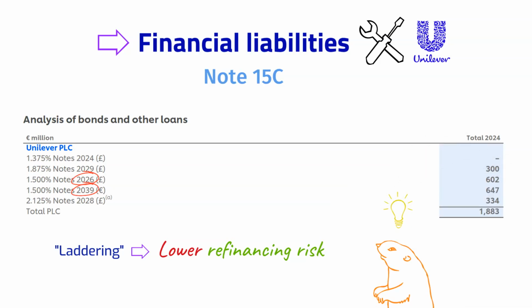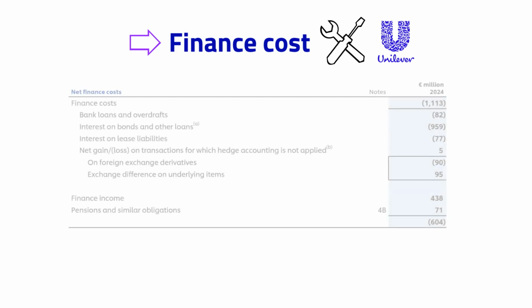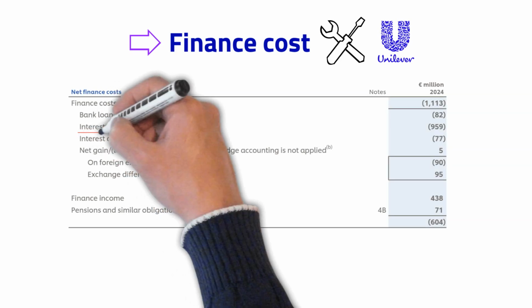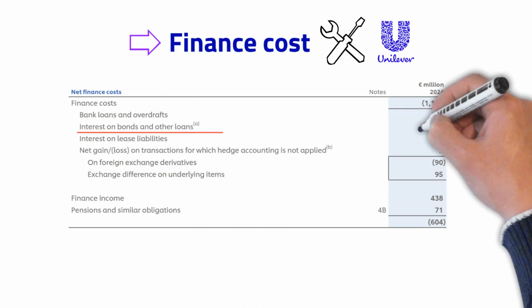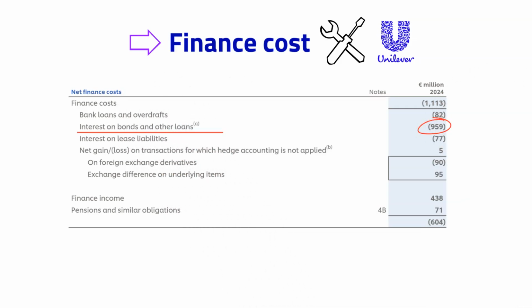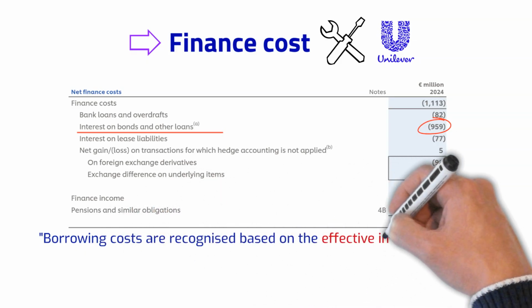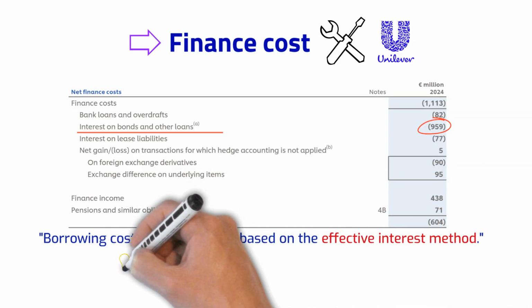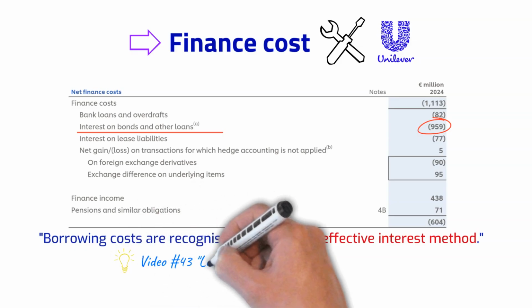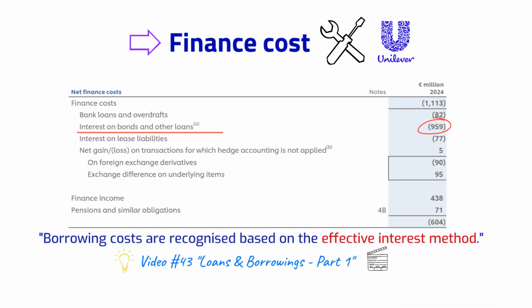The cost of borrowings, interest, is shown in income statement in finance costs. For example, interest on bonds and other loans was 959 million in 2024. In the accounting policies, it is stated that interest is calculated based on the effective interest method. We discussed this method in detail in the previous video. Link is in the upper right corner.